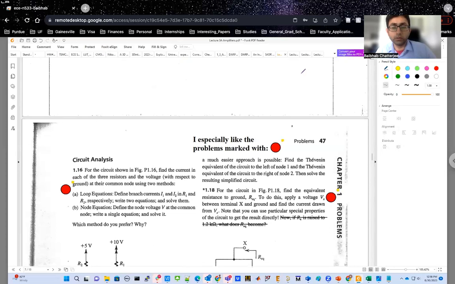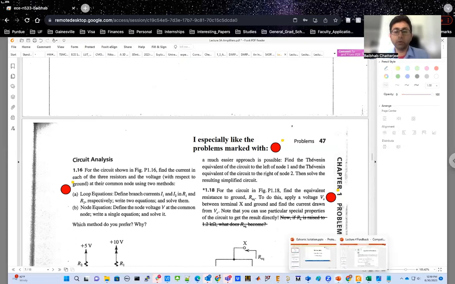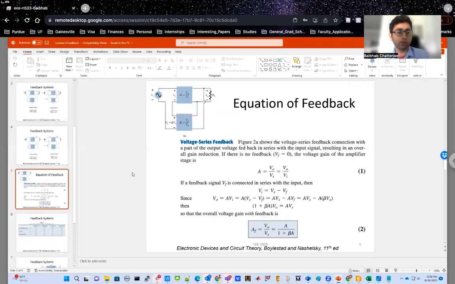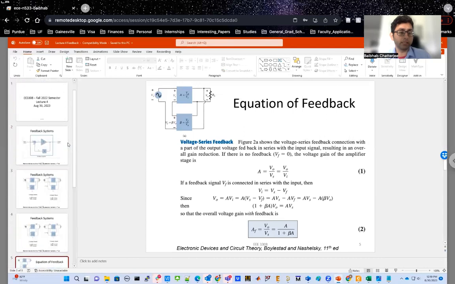All right. So that brings us to the end of the introduction section of our amplifiers. Next, we'll look at something important that is called feedback, and we'll look into amplifiers with feedback. So before we go into amplifiers with feedback, I would like to quickly discuss some of the concepts of feedback circuits.